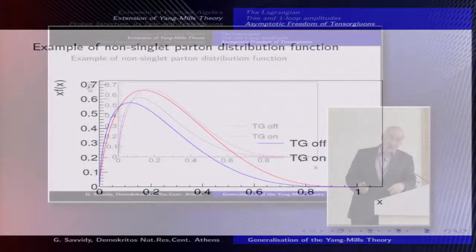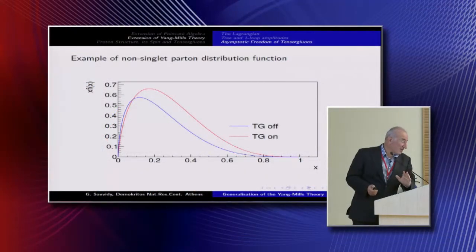We did just a preliminary calculation. I show you one of the quark distribution functions, the PDF, the proton distribution function, and you can see one is the quark distribution when the tensor gluons are off, and the other when the tensor gluon of spin 2 is in. Then you have this modification of the curve.